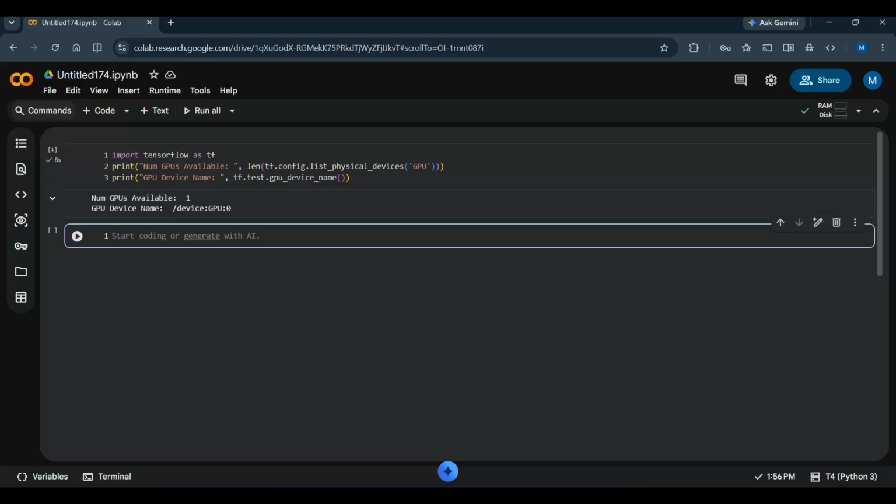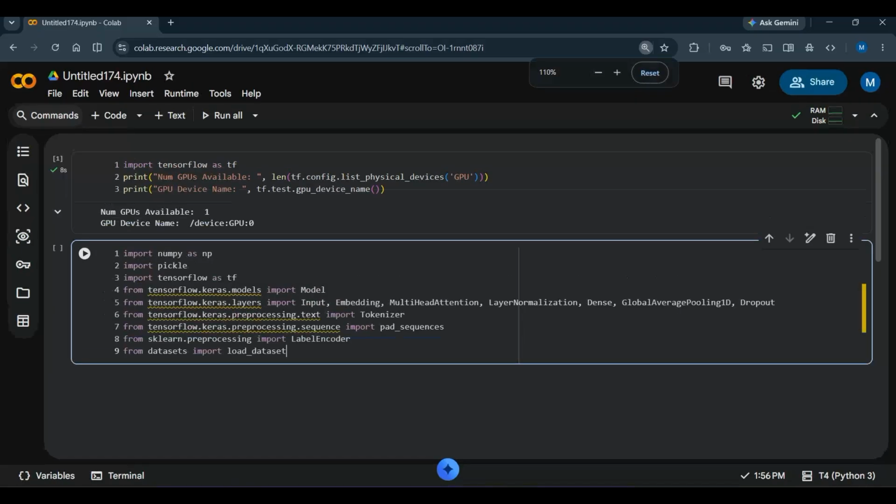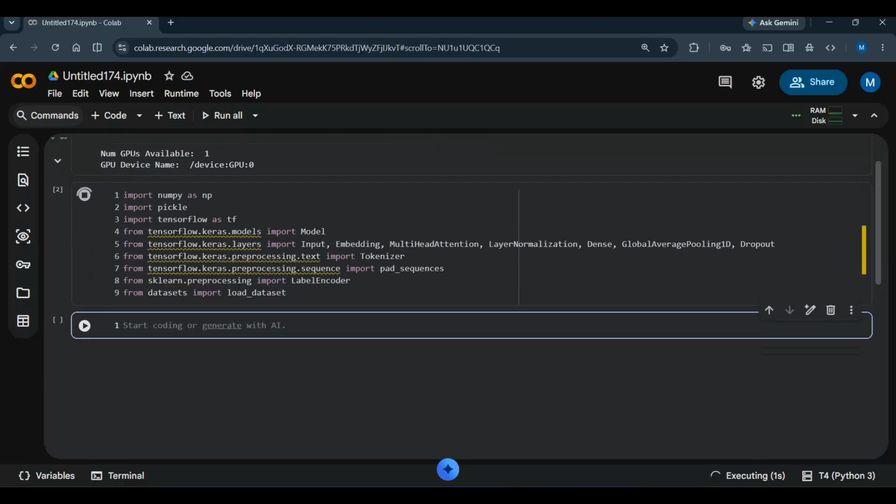Let's bring in our tools, NumPy for numerical work and Pickle so we can save our finished project later. From TensorFlow, we bring in the model class and the actual building blocks: embeddings, multi-head attention, layer normalization. Tokenizer will split our text into characters and pad_sequences will make every sentence the same length. Label encoder turns our language name into numbers, since a model can only ever work with numbers, never raw text. And the datasets library pulls in our real data from Hugging Face.